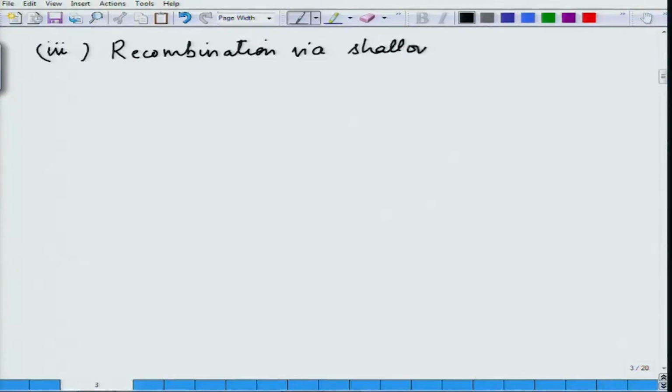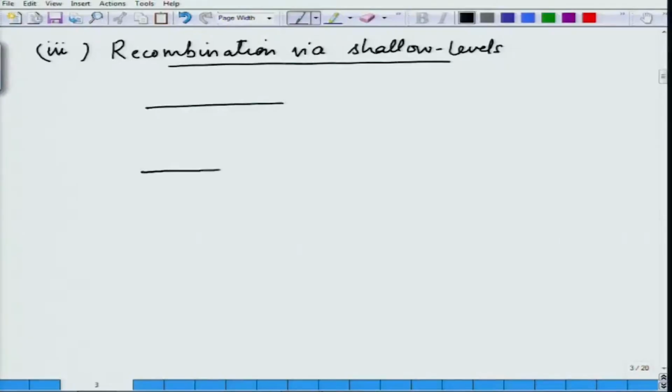As you know, shallow levels are the same as your donor or acceptor levels, and they can also contribute to the RG processes, to the recombination process. So, if you have, for example, a donor sitting very close to the conduction band, it is possible that the electron first comes to the donor level, and then from there it interacts with the hole in the valence band and has a recombination process.